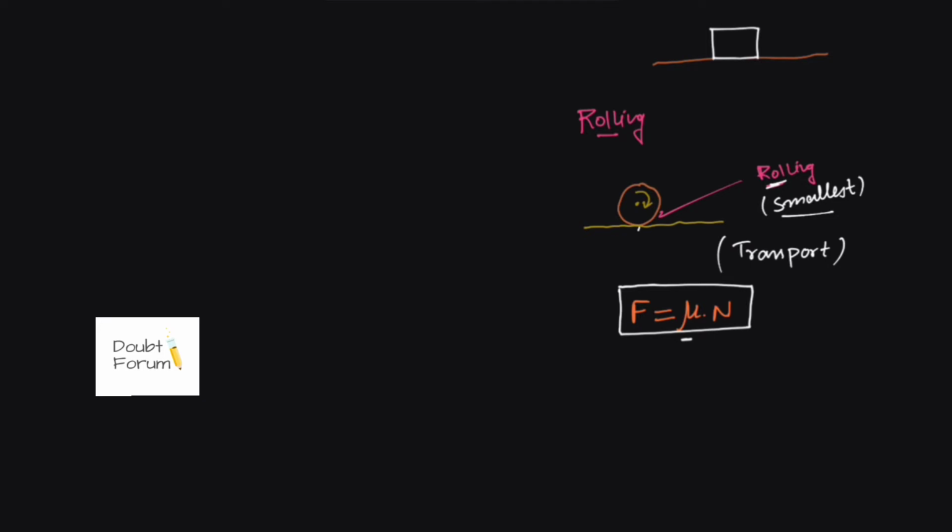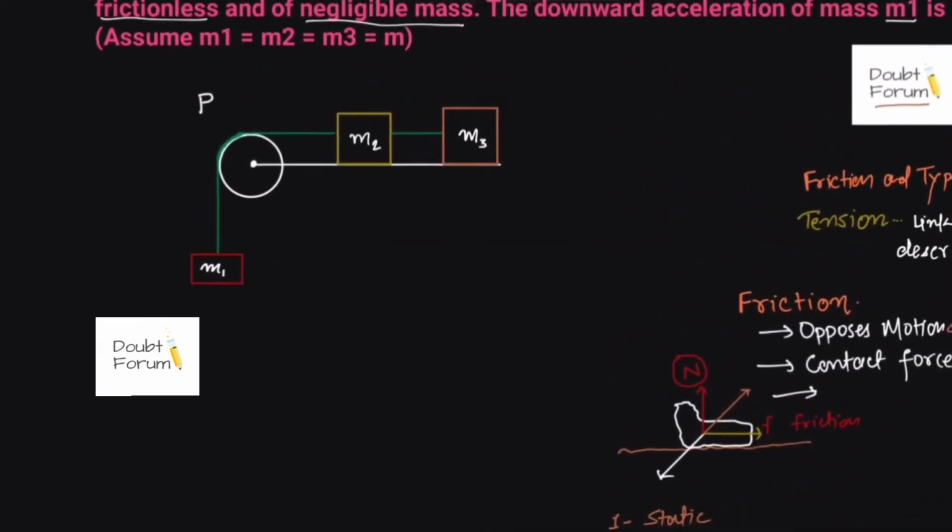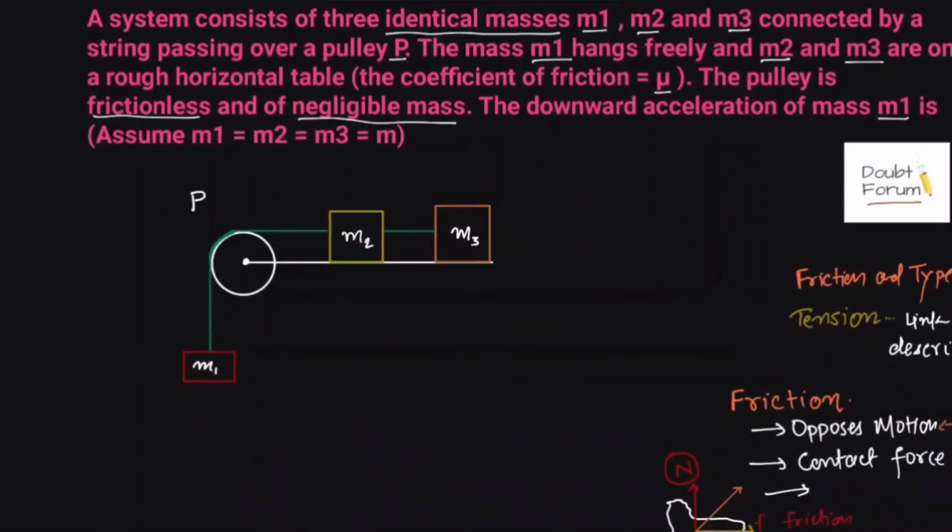So let us now start solving the question. The other concepts used in this question we have already discussed in another video, so you can refer to that. Here we have this table and the question says 3 identical masses. So first thing is M1, M2 and M3 are identical, which means these are not different values, but these are the same value. So let us assume it to be M. This would make our calculations easy.